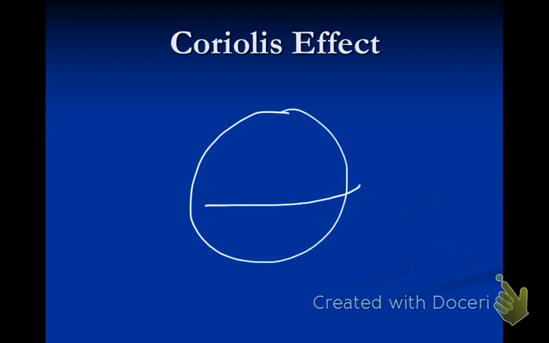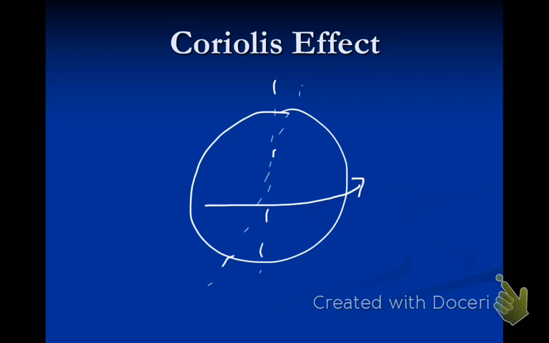Okay, the next item we're going to be looking at is something called the Coriolis effect. Now, the Coriolis effect is caused because of the Earth's rotation. So if I were to draw the Earth right here, and let's say the Earth is rotating this way, then because the Earth is rotating on its axis, the axis of the Earth is a little bit tilted like that. So the Earth is rotating.